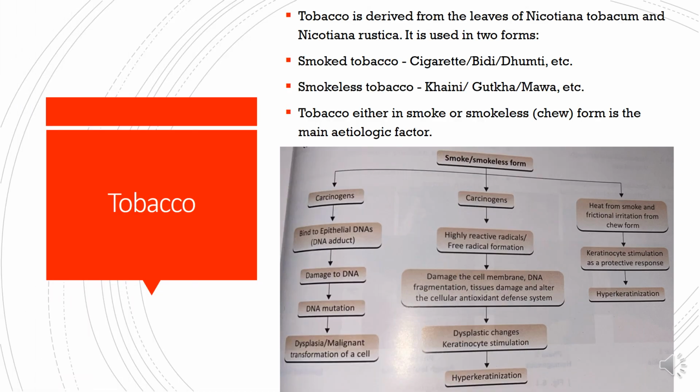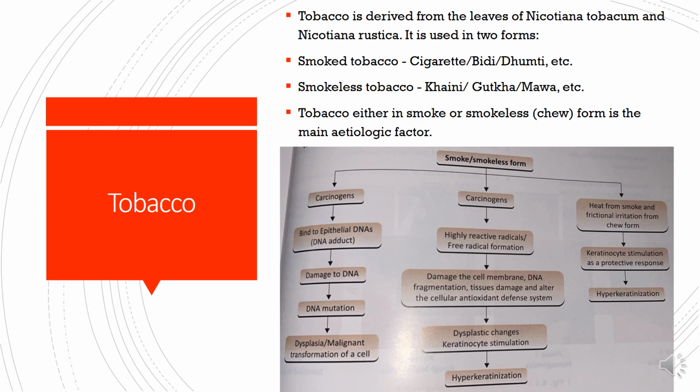Talking about the pathogenesis of tobacco: tobacco is derived from the leaves of Nicotiana tabacum and Nicotiana rustica. It is used in two forms, that is smoked tobacco like cigarettes, bidi, dhumti, etc. and smokeless tobacco like khaini, gutka, mawa, etc. Tobacco either in smoke or smokeless form is the main etiological factor. It may act in three ways.